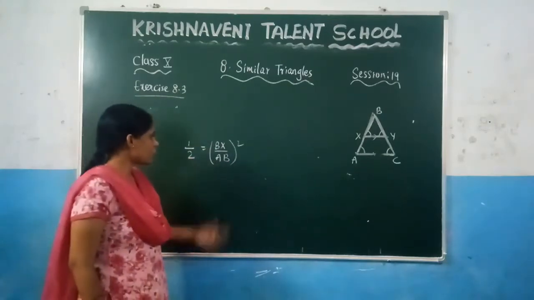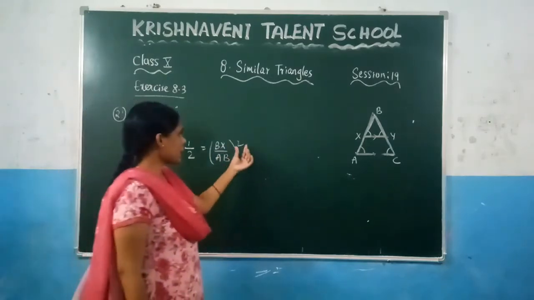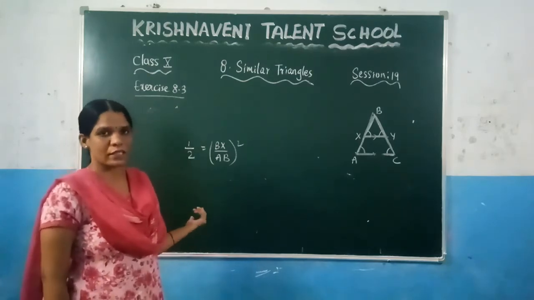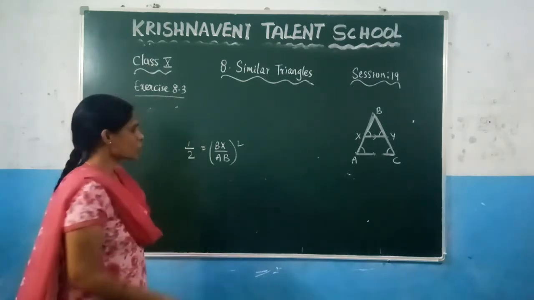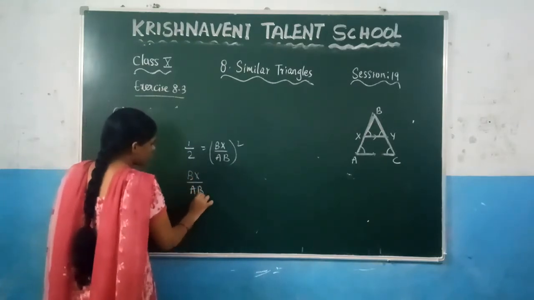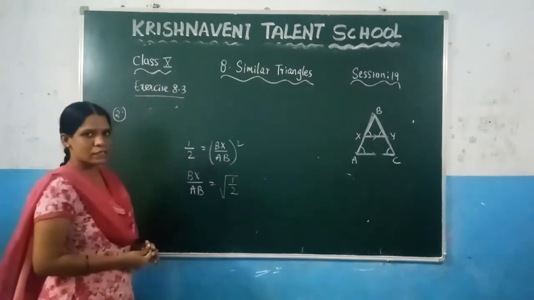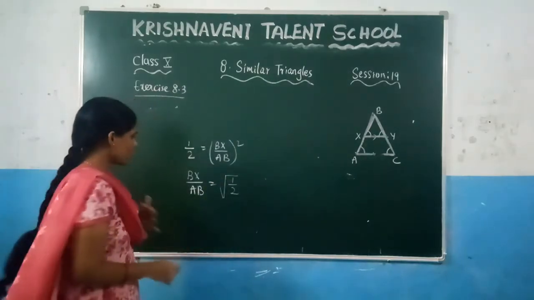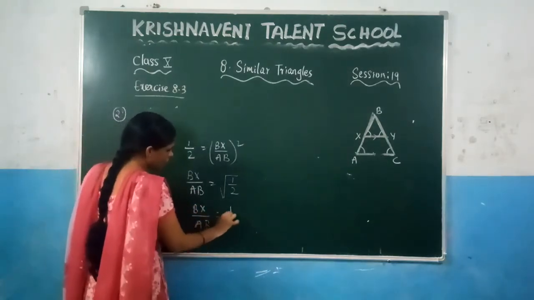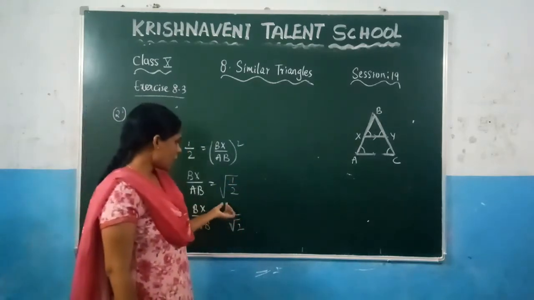So what we got here? 1 by 2 is equal to Bx by AB whole square. Now take this square to this side. You know that if you take this square to the other hand side, it will become root. So you will get Bx by AB is equal to root of 1 by 2. Because we are taking this square to the other side, it will become root. So Bx by AB is equal to 1 by root 2, because you know that root 1 is 1 and root 2.